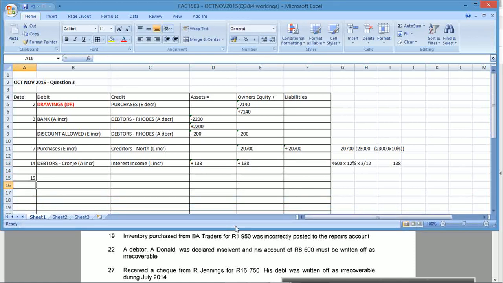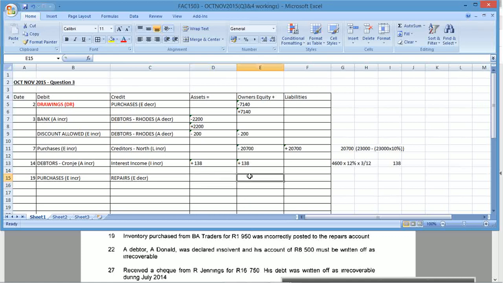19. Inventory purchased from BA was incorrectly posted to the repairs account. Right, so what do you need to do? You need to take out the repairs and process the inventory. Do you agree? Okay, so how do I take out repairs? Debit or credit? Correct. Repairs will decrease because you're not supposed to have them. Expense decrease, and inventory is what you purchased, which is purchases. Expense increase. Right, so the repairs will go down by 1,950.